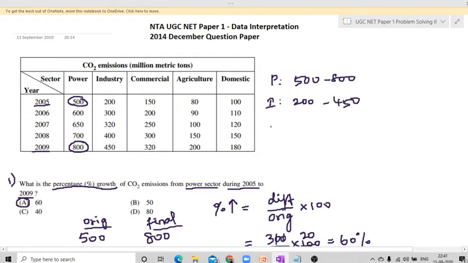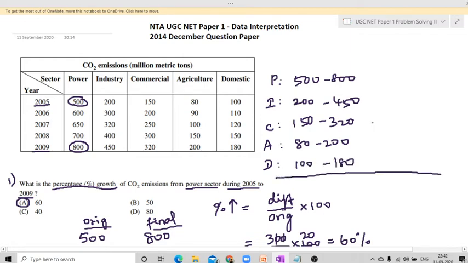And next, for the commercial, it is 150 to 320. And for agriculture, it is 80 to 200. And for the last one, domestic, the growth is 100 to 180. I think so far it is clear to all of us.